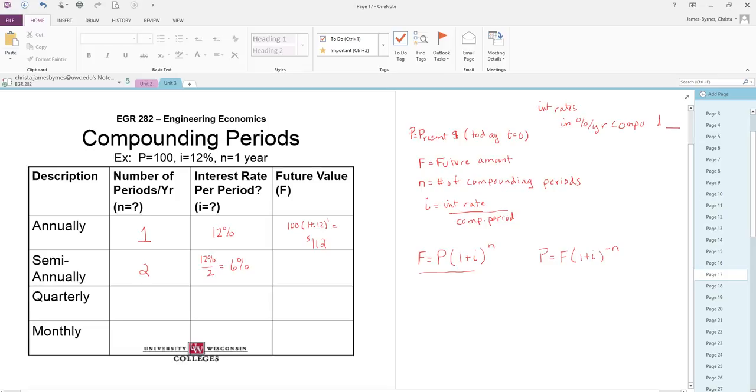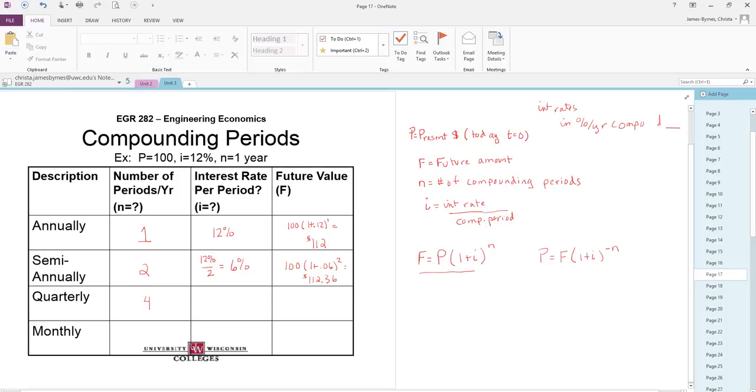So think about that. In 6 months, I owe $106, and in another 6 months, I owe 6% of 106. So if I put it in my formula, I would have 100 times 1 plus 0.06 squared, because I'm getting 6% every 6 months, twice a year. Well, now that is $112.36. So look, I just gave the bank 36 cents more.